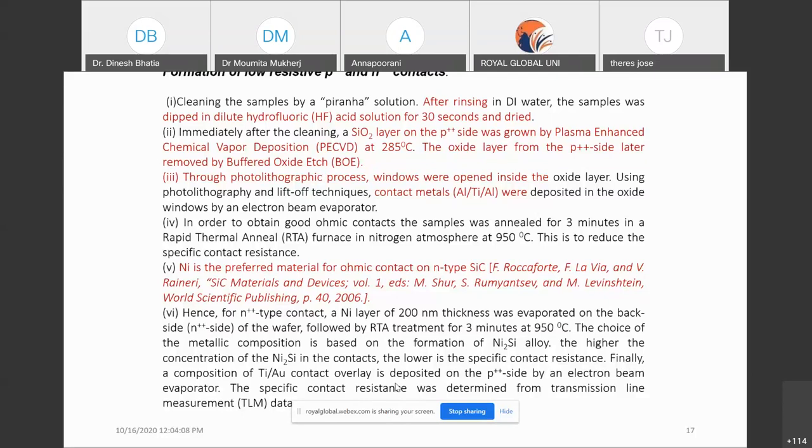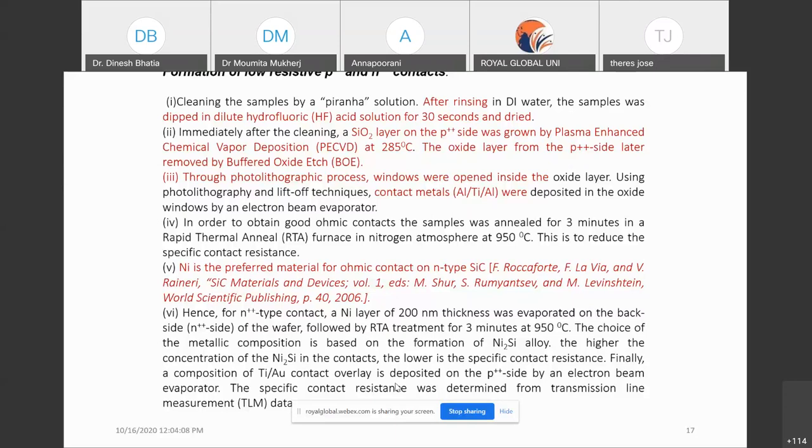Now the oxide layer from the P+ side was later removed by the technique called buffered oxide etch. And through lithography, we have not adopted photolithography because of the dimension of the device. I have told you that it is of the order of nanoscale, and superlattice structures are there, so the fine structures and also the metallic contacts are almost of the order of 10 nanometer to 15 nanometer. So you can imagine that the total device will not exceed 1 micron size. So that is why we have adopted e-beam lithography instead of photolithography.